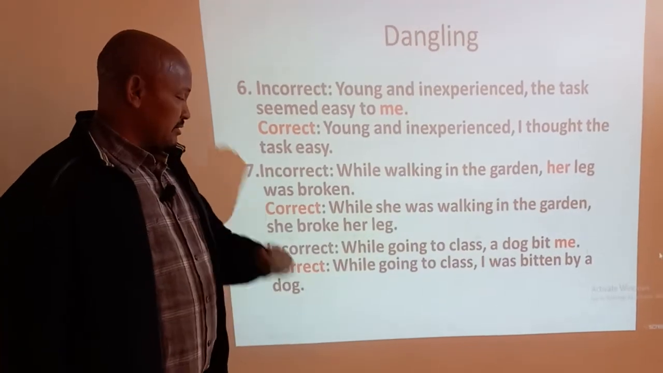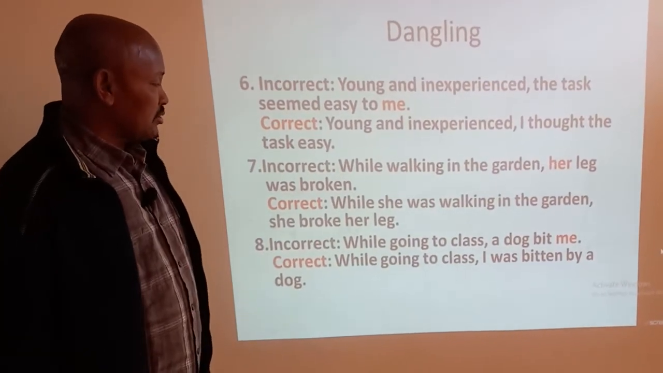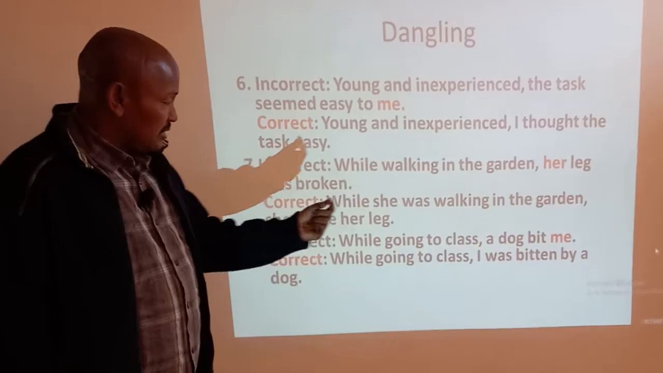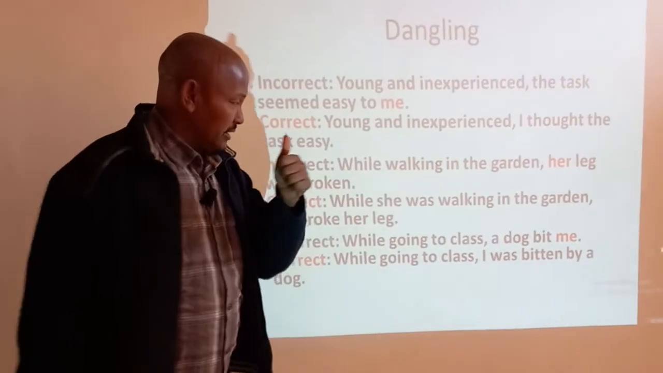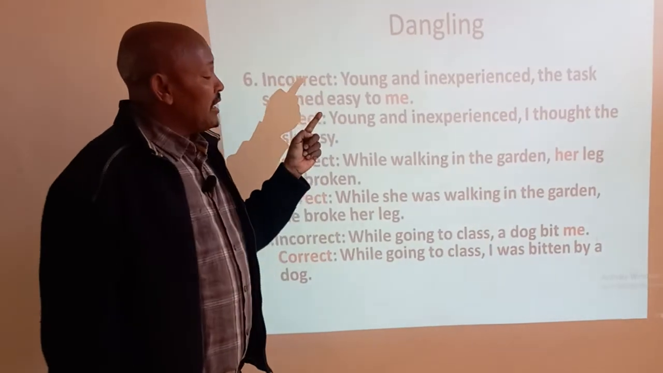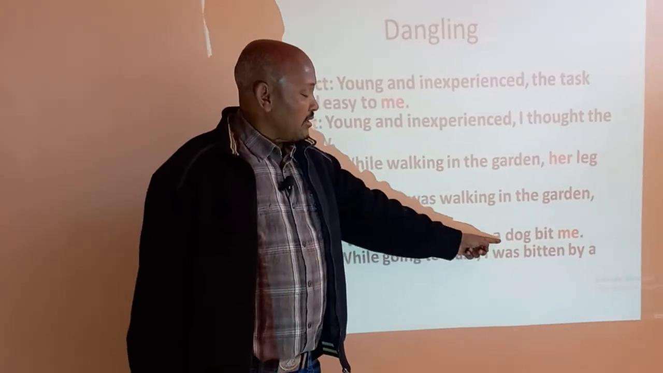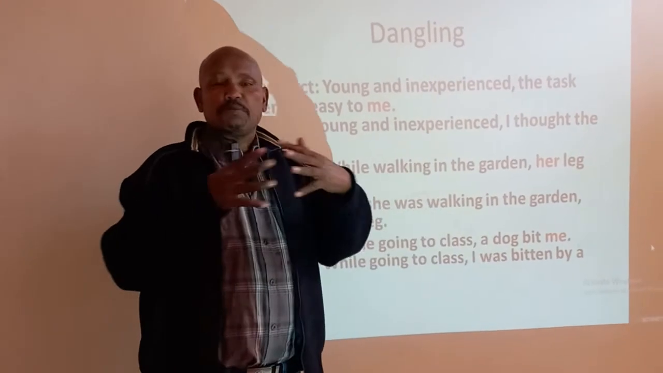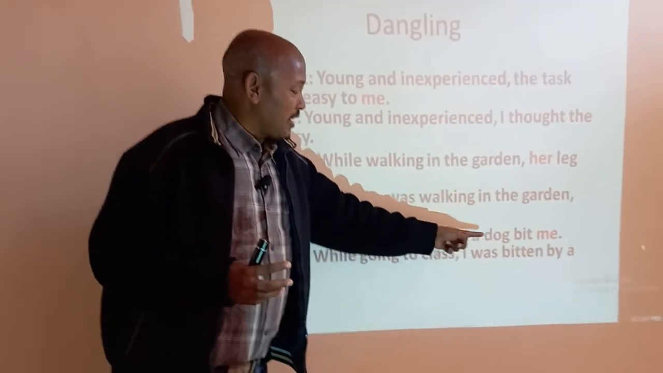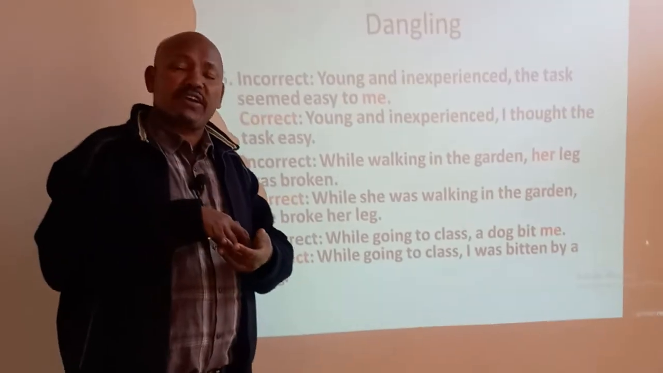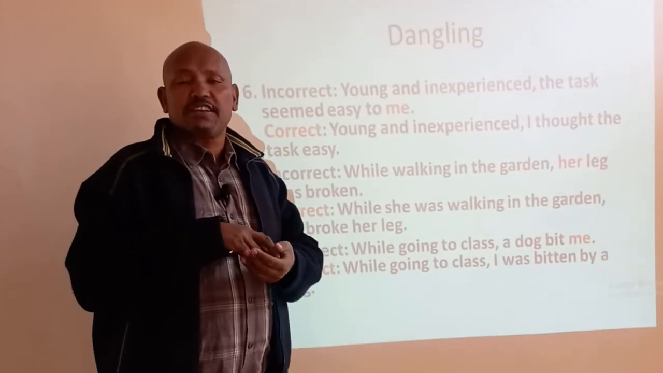The other, number 8: While going to class, a dog bit me. I'm talking about the dangling is I. The dangling is I. And the dangling I doesn't modify a dog. There is no similar subject, because the subject I doesn't modify a dog, or a dog doesn't modify the subject I. So this makes a dangling modifier.